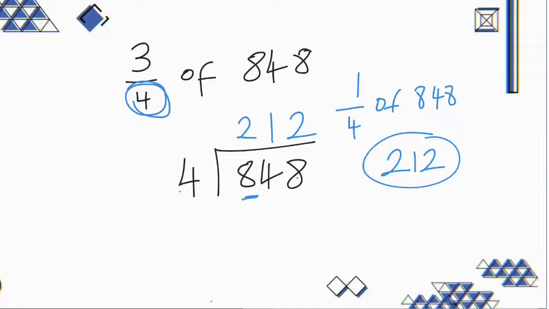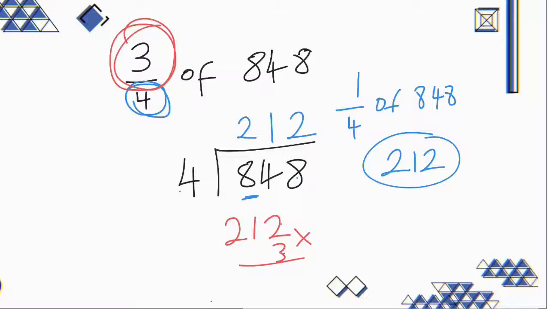But that's not the final answer, because remember, we need to multiply by the numerator, which in this case is 3. So let's quickly multiply this by 3. 3 times 2 is 6. 3 times 10 is 30. 3 times 200 is 600. The answer is 636. Easy as that. Remember to divide by the denominator, multiply by the numerator. Let's have a go at another example.